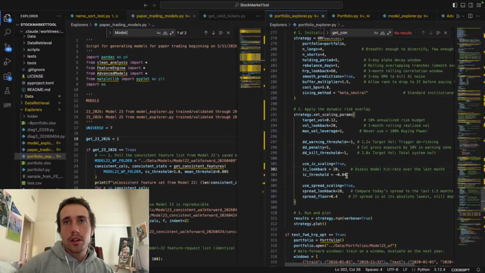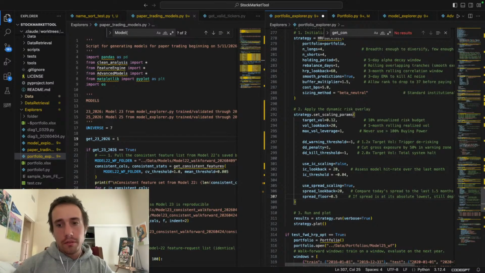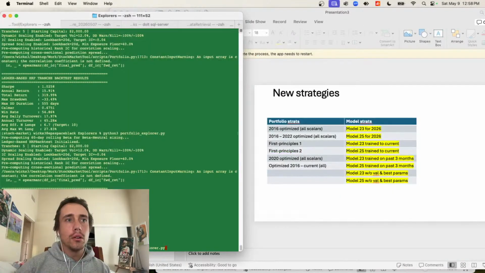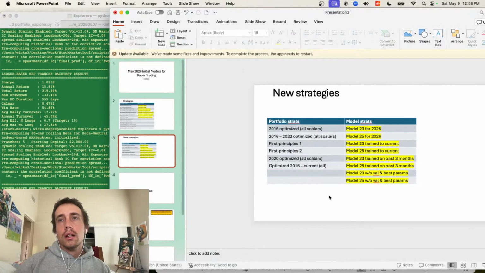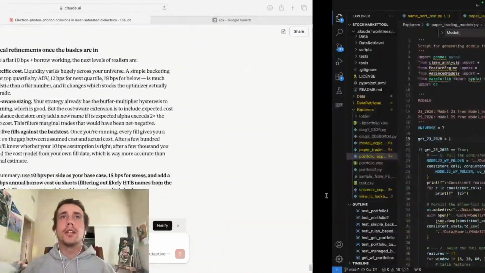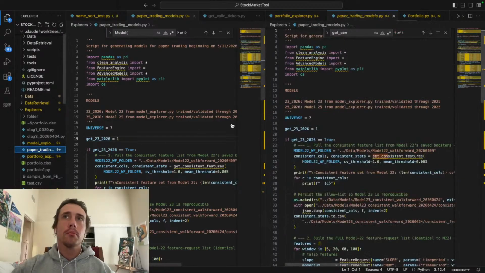So what if I just raise the floor? Or what if I just turn information coefficient scaling off? Just use the spread scaling. And the spread floor we could increase to 0.5. It's getting late, but I don't mind. Alright, so now I need to make the model. So where was I at in Explorers, paper trading models?